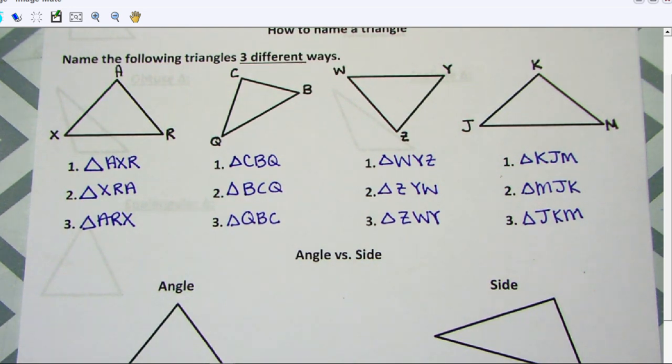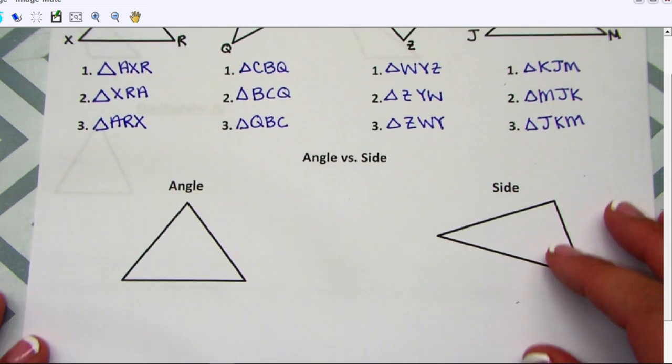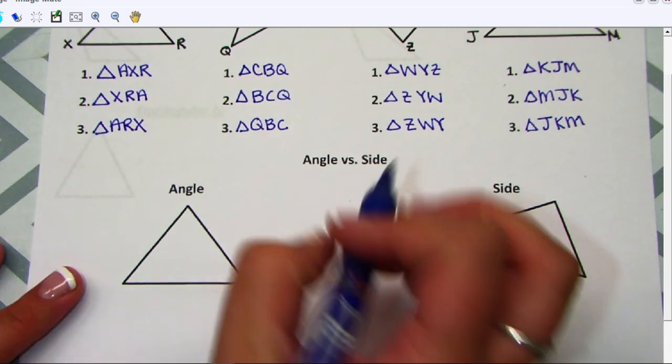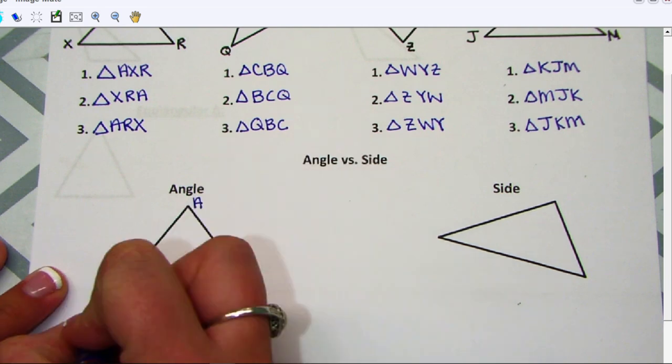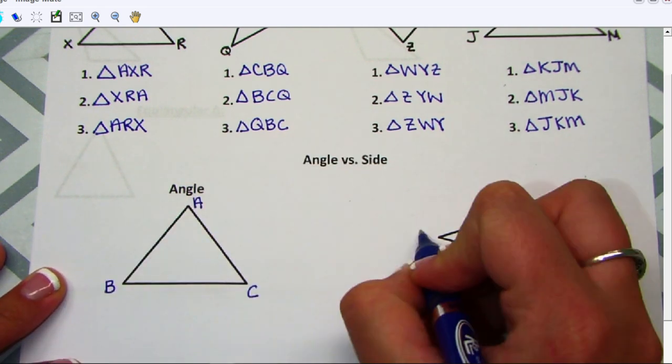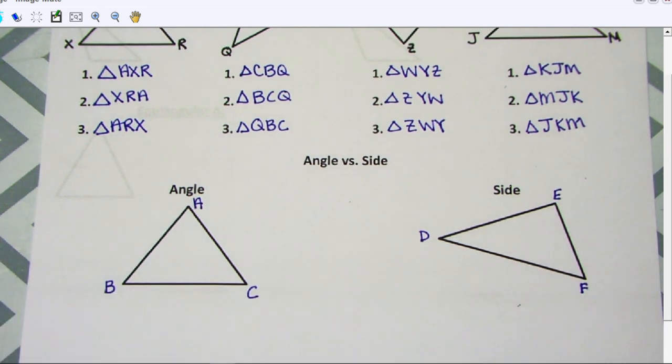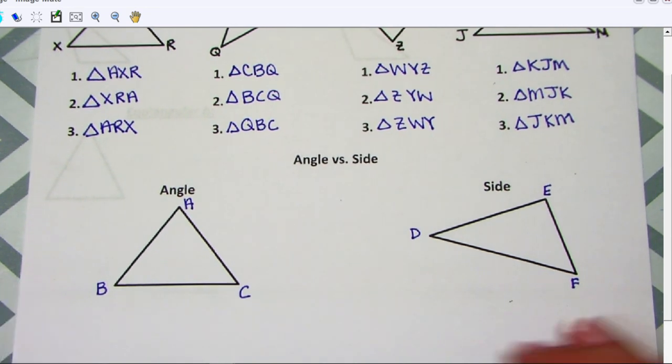Okay. Last thing on this page is angles versus sides. So when we get to classifying on the next page, you have to know angles and you have to know sides. So let's go ahead and label. I'm going to name this triangle A, B, C, and we'll name this one D, E, F. So make sure that you're putting the letters in the right spots, because when we're talking about certain side lengths, I want to make sure that we're looking at the same side. When we get over to classifying, we have to know the angle pieces.